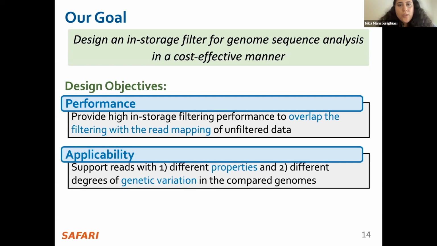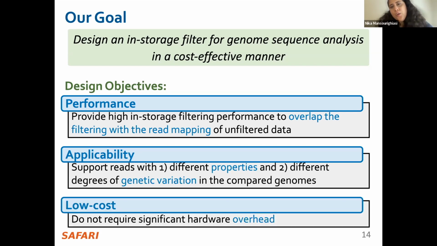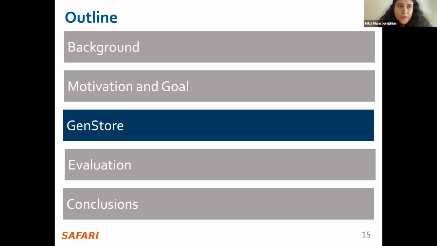The second goal is that the design should support reads with different properties and different degrees of genetic variation. And third, it should not require significantly high hardware overhead. So low cost is the third goal.